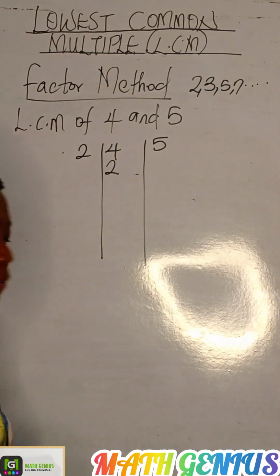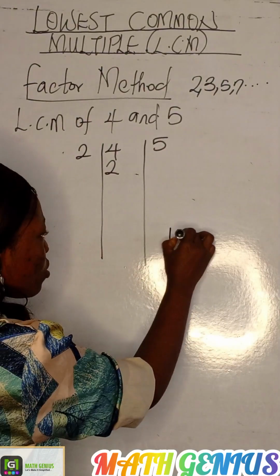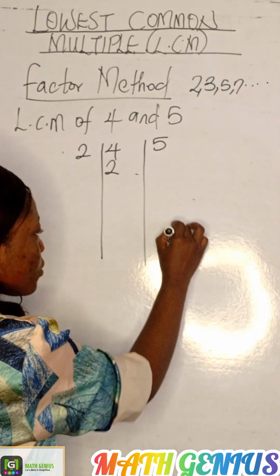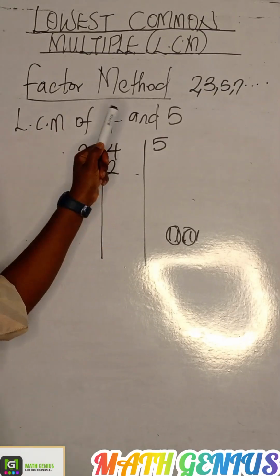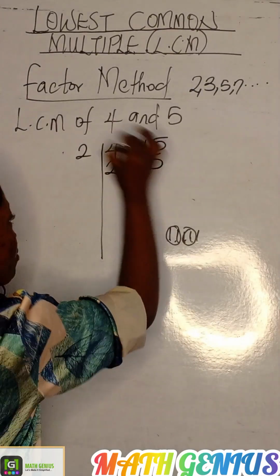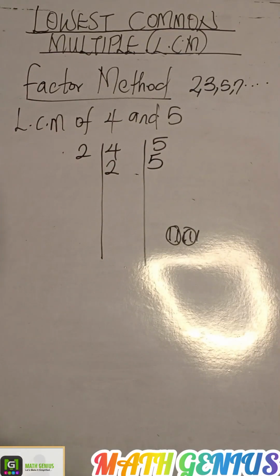But 2 cannot divide 5 because it's going to have a remainder. 1, 2, 3, 4, 5. 1, 2. It has a remainder of 1. So 2 is not a factor of 5. So you take down the 5. Bring it downward.